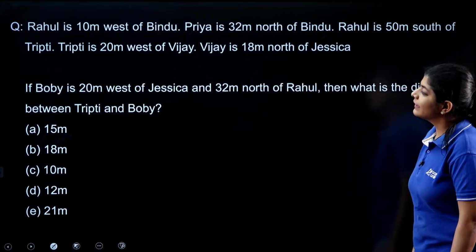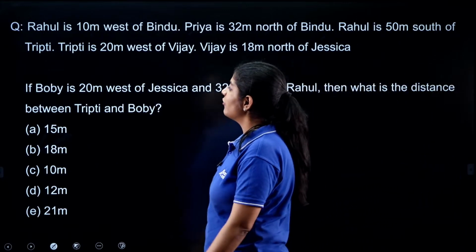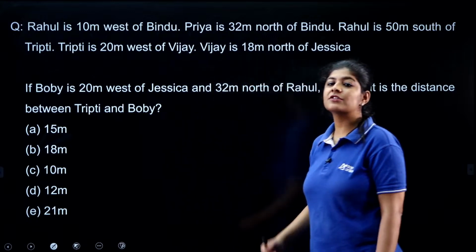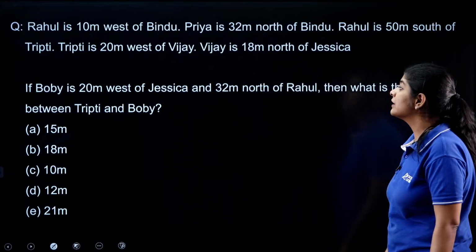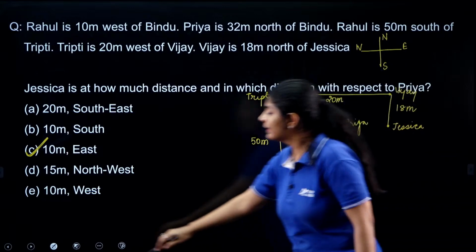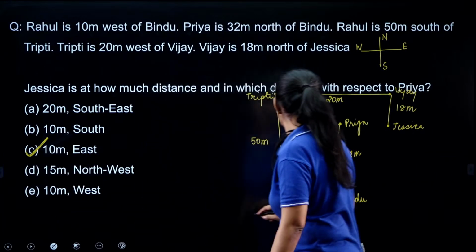Next, the next question says that if Bobby is 20 meter west of Jessica and 32 meter north of Rahul, that means we are having Bobby at this position.